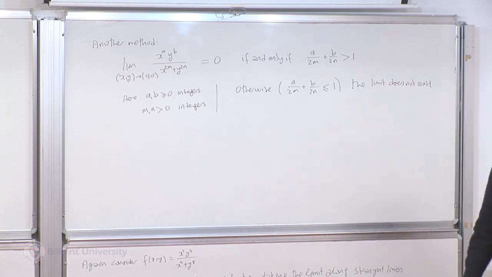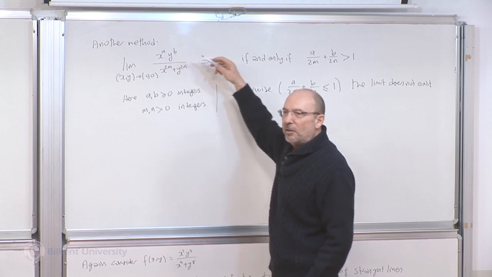Okay, so this gives us the surprising result that the limit cannot be anything. If the limit exists, it's going to be 0. So either it is 0 or not, and it's all encoded in here. You just look at these numbers.